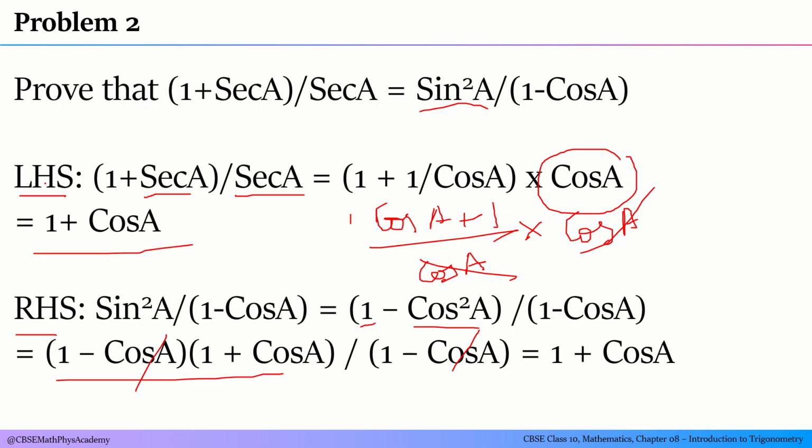Now you can see that solving LHS and RHS gives you the same value, 1 plus cos A. So you are proving that both are equal, or both are the same.